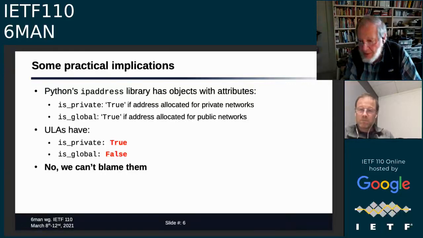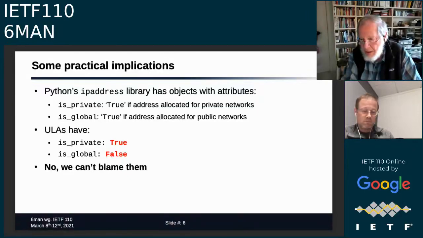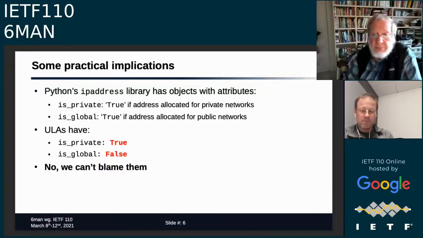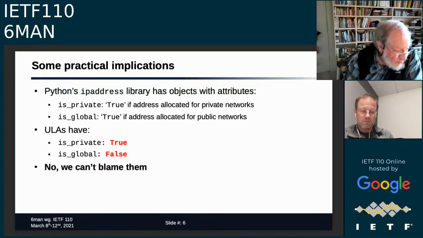So here you have a practical case. Is this library right or wrong? I would say that, from a conceptual point of view, they are right. If you ask whether they are compliant with the specifications, I would say, I don't know. There's a conflict in the specifications. I think that they comply with 4007, because this is what I interpret the scope of ULAs to be. But this doesn't comply with, let's say, 4291, because 4291 lists ULAs as global addresses.